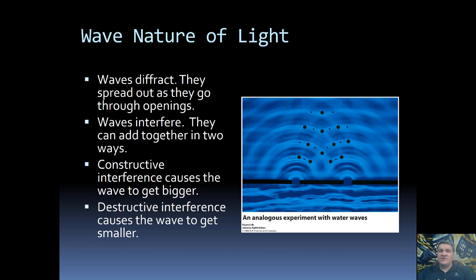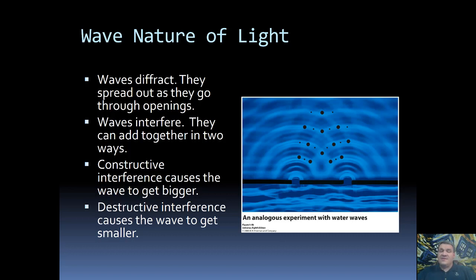Okay, this is constructive interference. As the waves pass over each other, they become larger. The other type of interference is destructive interference. In this case, you have a crest and a trough come together, and they actually cancel each other out and the wave gets smaller. So constructive interference is where they add up and get bigger. Destructive interference is where they cross over each other and get smaller.